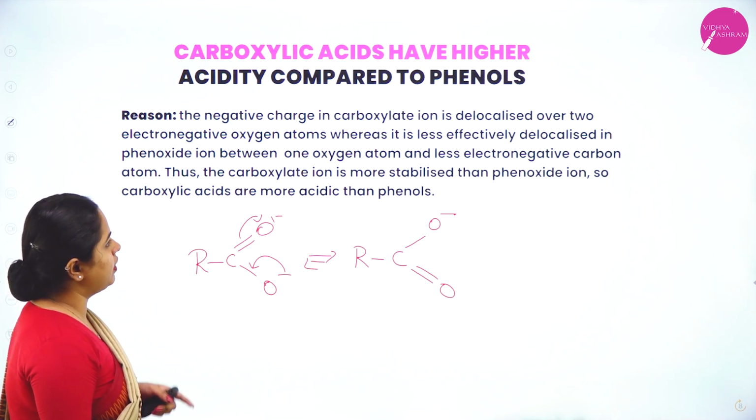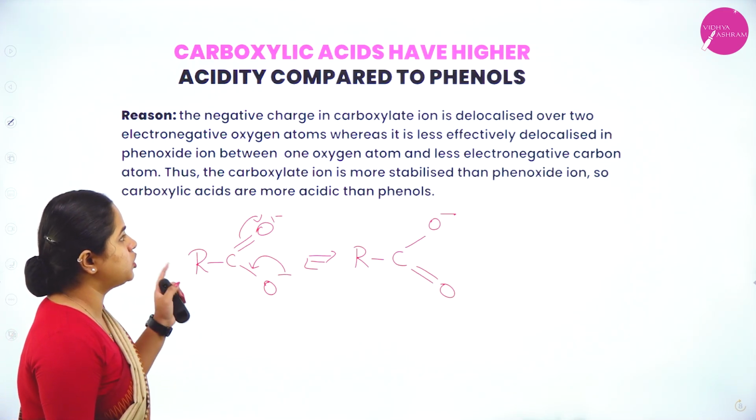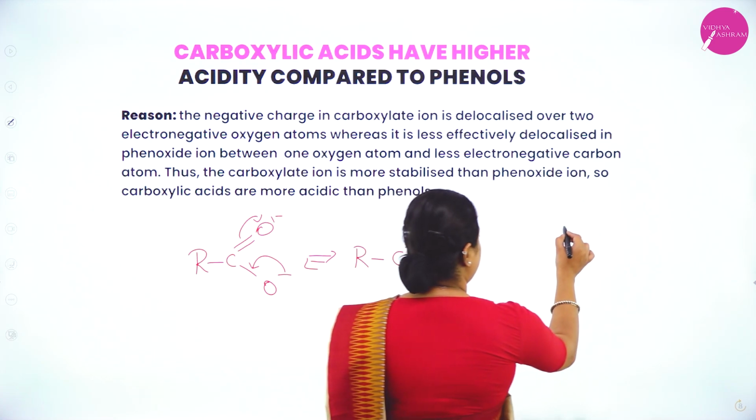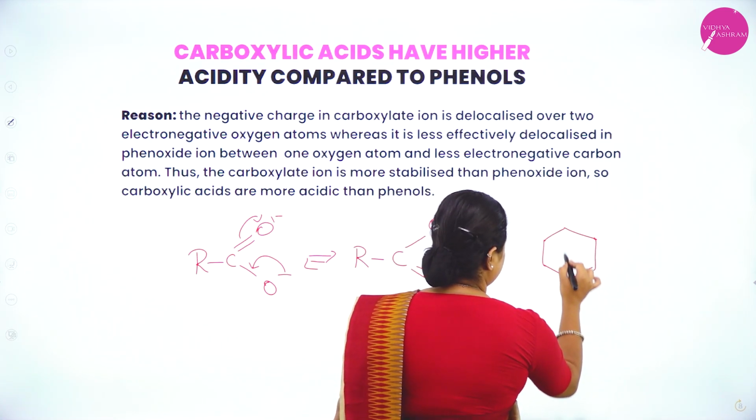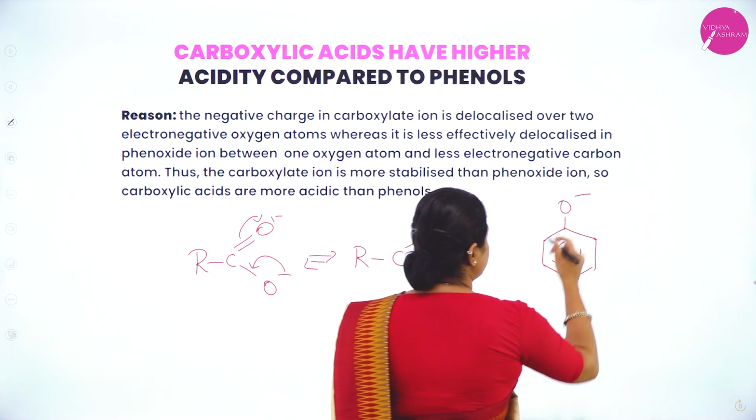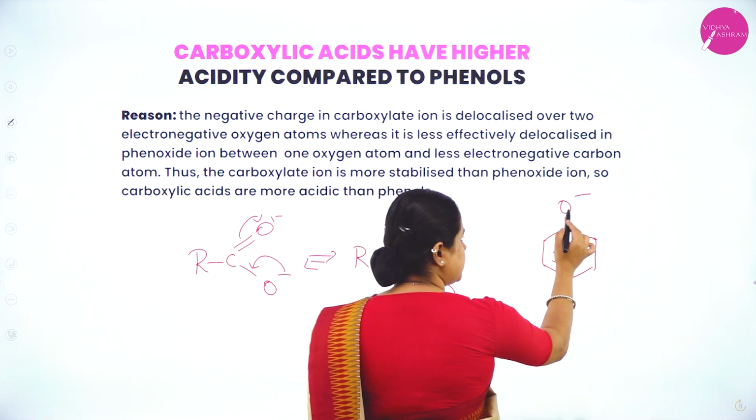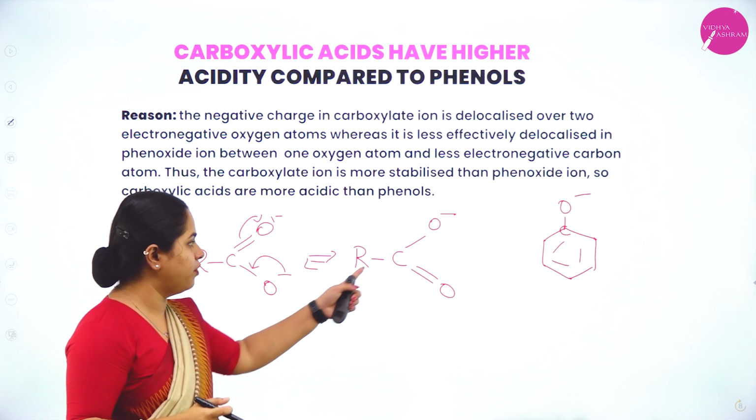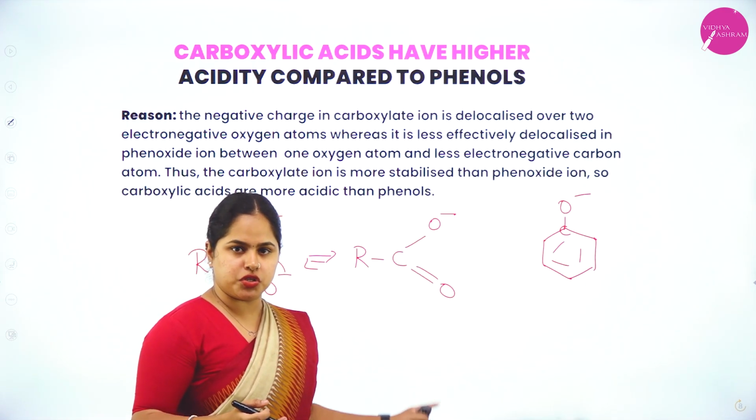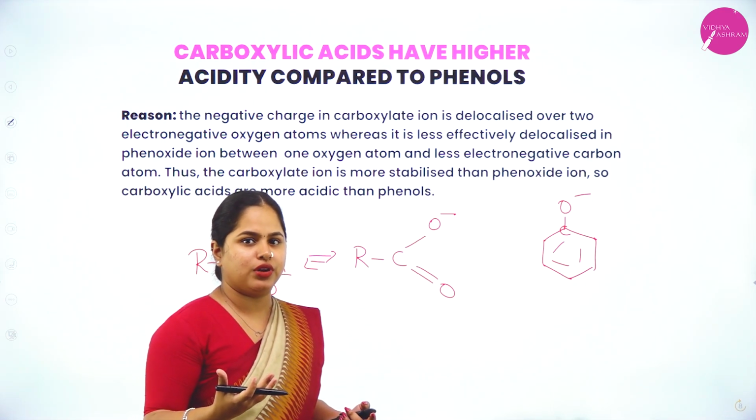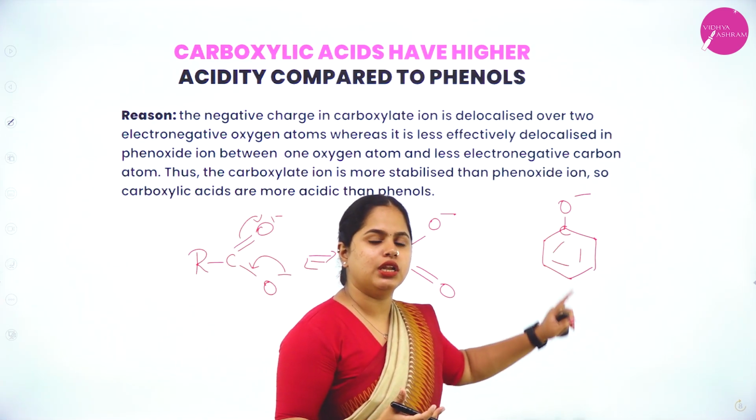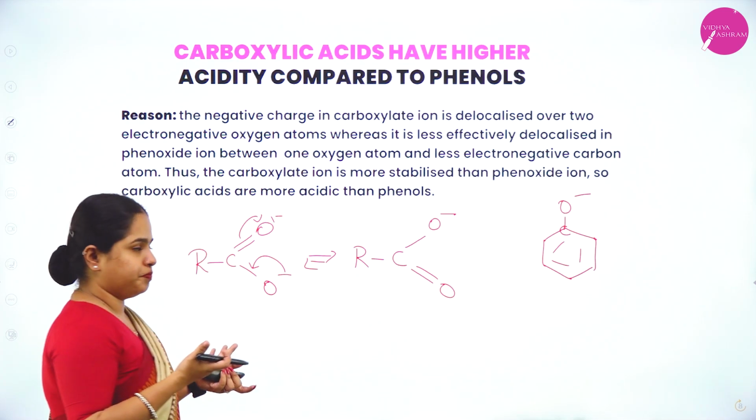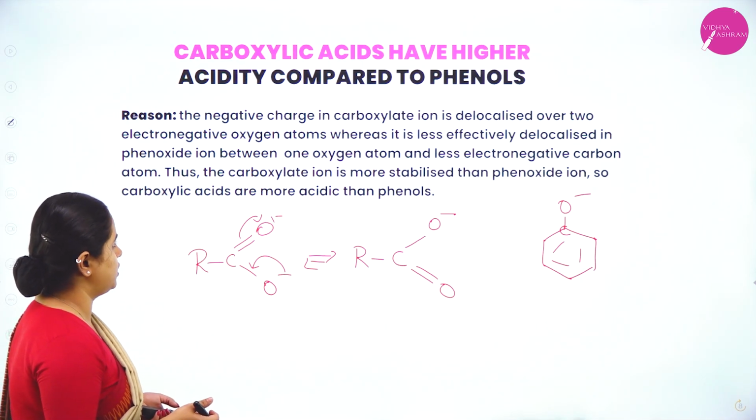Whereas it is less effectively delocalized in the phenoxide ion, between 1 oxygen atom and a less electronegative carbon atom. In phenoxide ion, what is phenoxide ion? This is phenoxide ion, right? So the resonance is happening between this oxygen atom and the carbon atom which is present here. So comparing these two, you have 2 oxygen atoms between which the resonance is taking place, which are both more electronegative. Here you have it between 1 oxygen and 1 carbon, which is less electronegative. So comparing these two, of course, the carboxylate ion will be more acidic, right?